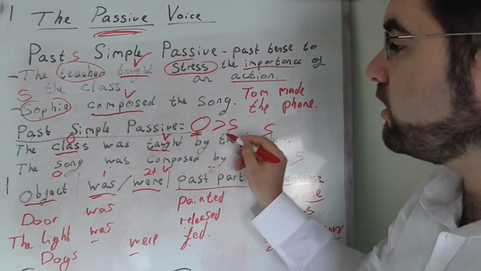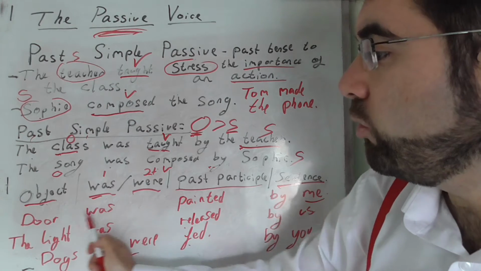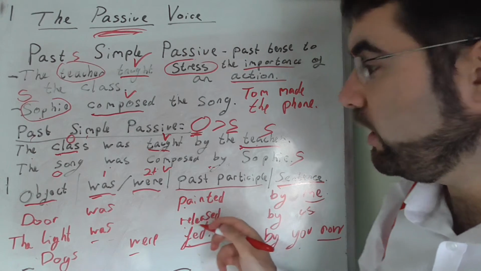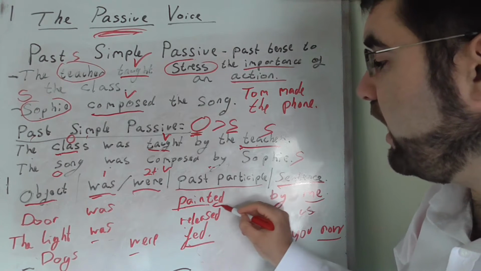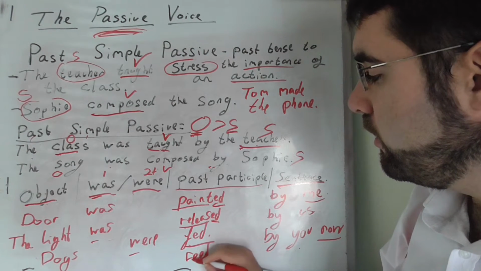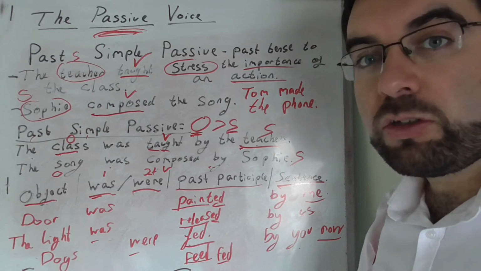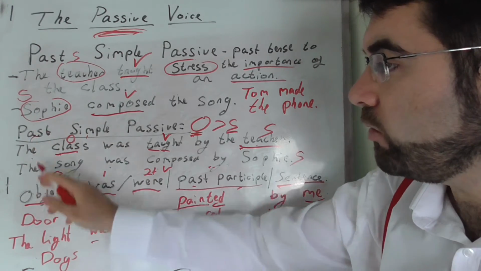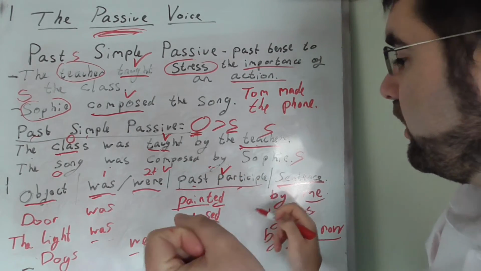But remember again, the object goes in front of the subject in the passive voice. The light was released by us. The door was painted by me. The dogs were fed by you. But this past participle here, so we have the infinitive, paint, which turns into painted, release into released, feed turns into fed, because it's an irregular verb, it doesn't follow the same rules. But we use this past tense here to talk about what happened, because it's the past simple. So the object, and then something happened to it, the verb, the past participle verb, and then by who.